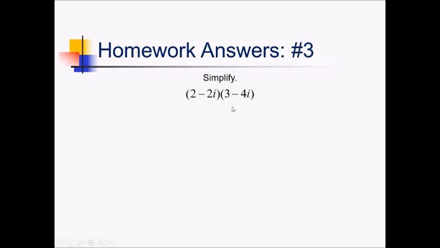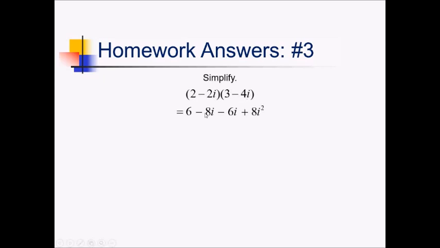For multiplying these complex numbers, I'm going to start by FOILing this out, or just simply distributing everything in the first parentheses to the second parentheses. So we have 2 times 3 giving me 6, and then 2 times negative 4i, that's negative 8i. Negative 2i times 3 is negative 6i, and negative 2i times negative 4i is going to be positive 8i squared.